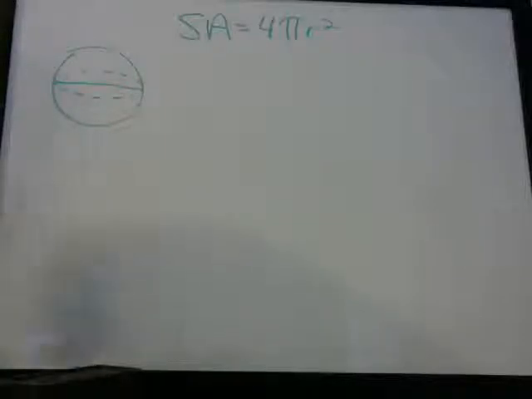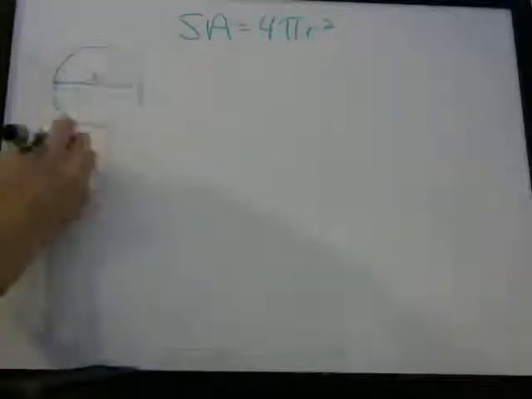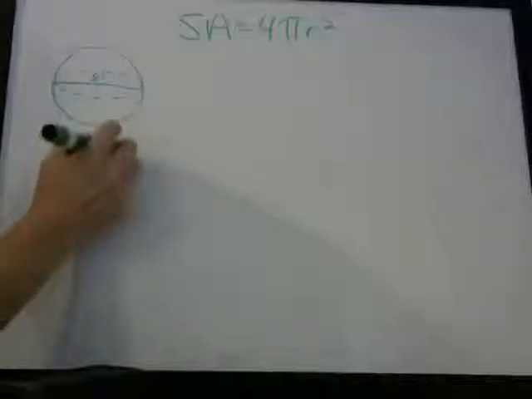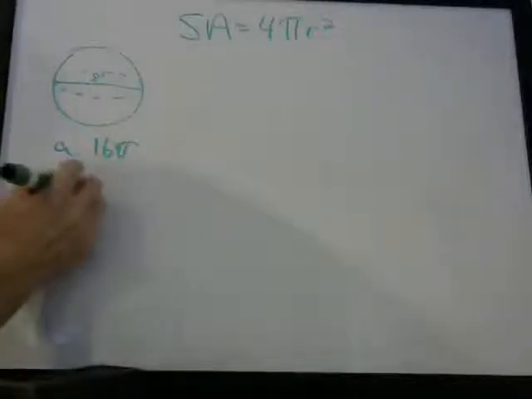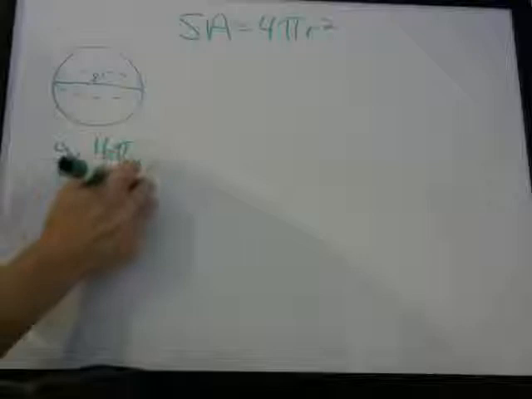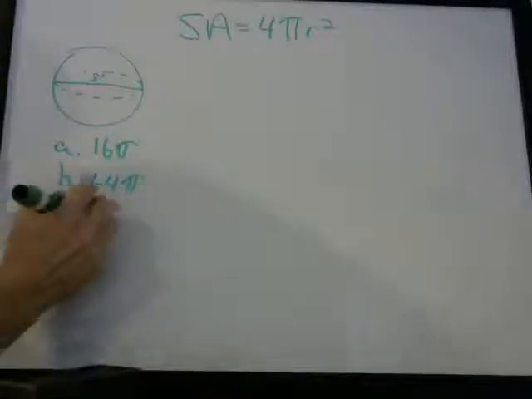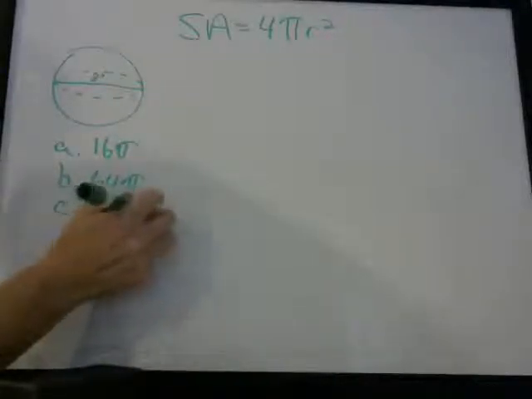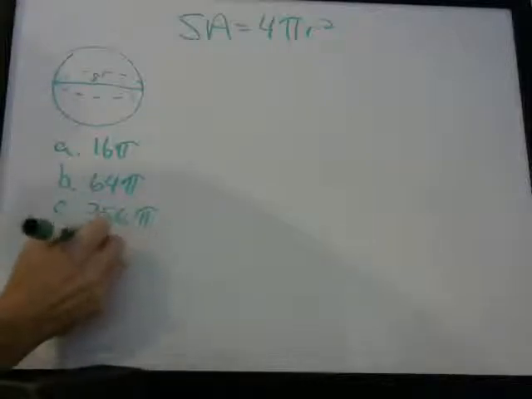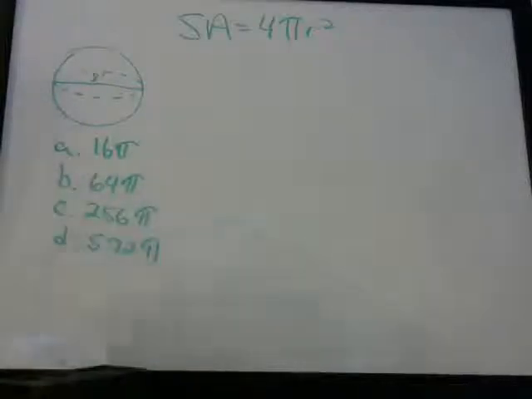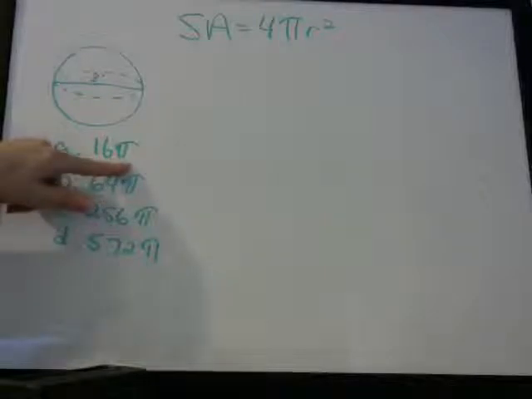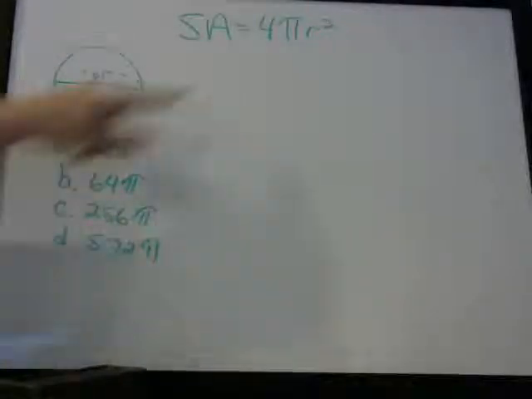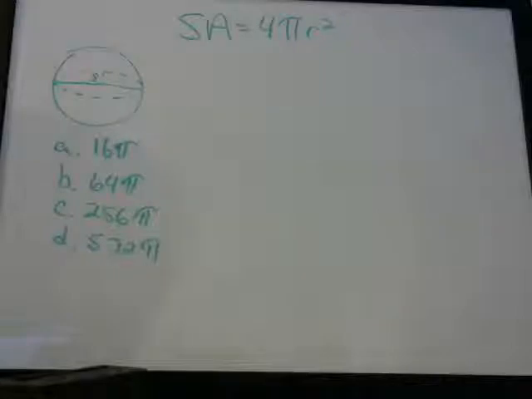So they're giving us the diameter is 8 feet. What is the surface area? And let's say that their answers look something like this. So here, again, they've left it in terms of pi. So that means you don't need to multiply it out by 3.14. You just leave that pi there.